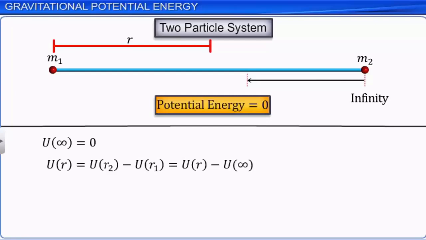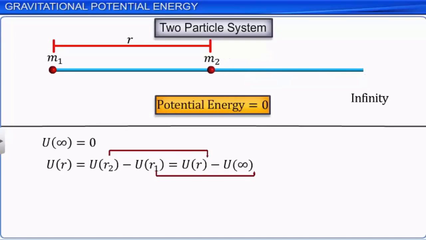Here, U(r) is equal to Ur2 minus Ur1, which is equal to U(r) minus U infinity. As U infinity is 0, the same expression can be written as U(r) is equal to U(r) minus 0. Thus, the gravitational potential energy of the two-particle system separated by distance r is denoted by U(r) is equal to minus G m1 into m2 by r. Let this be equation 6.